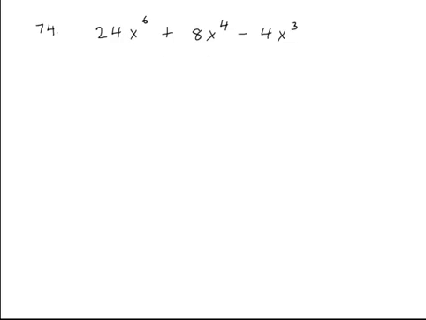Problem 74. 24, 8, and 4 have a 4 in common. And we have x's everywhere. We have 6 here, 4 here, 3 here. Means you have 3 in common. 4 goes into 24 6 times. X cubed from the x to the 6 is an x cubed. Again, remember, these powers add up to be that.